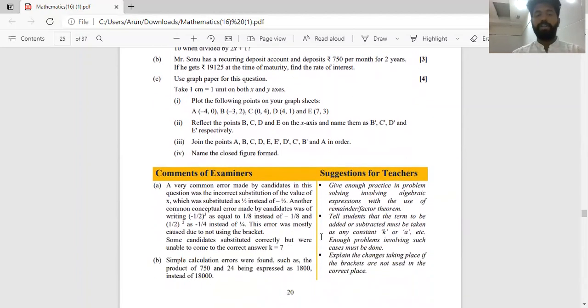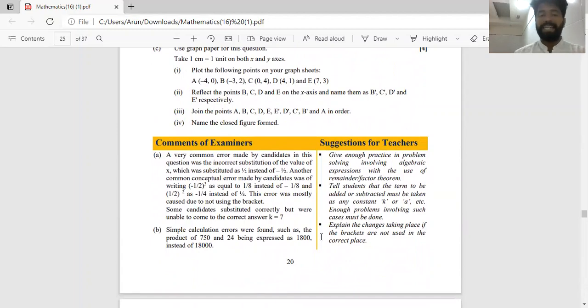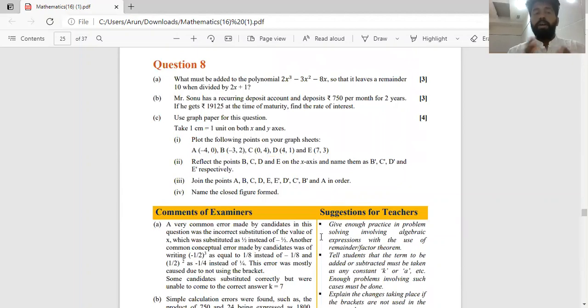So in this question, a very common error by candidates was the incorrect substitution of the value of x, because it is x minus the factor. The factor has been given to you as 2x plus 1. So when you take that to be equal to 0, the value of x should be minus half. Some took it as positive half.